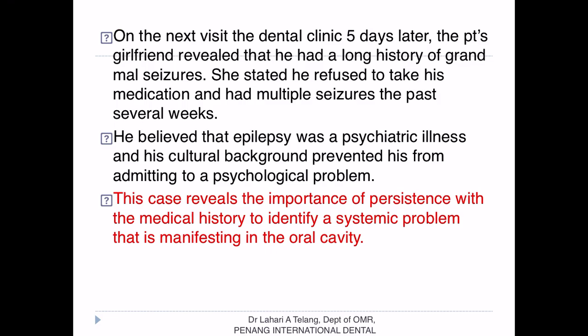This case reveals the importance of persistence with medical history to identify a systemic problem that is manifesting in the oral cavity. Very, very strange, but these kinds of cases do happen, and these are the kinds of cases we do see in our clinic. So it's important. Had we just left it that way, thinking it must have just been a traumatic ulcer, give him some topical analgesic or anesthetic gel and just leave it, you might actually end up having a patient who has a seizure on your chair, and you're totally taken by surprise because we did not know the medical history of the patient. So that's why it's important to persist and ask again if there is suspicion.